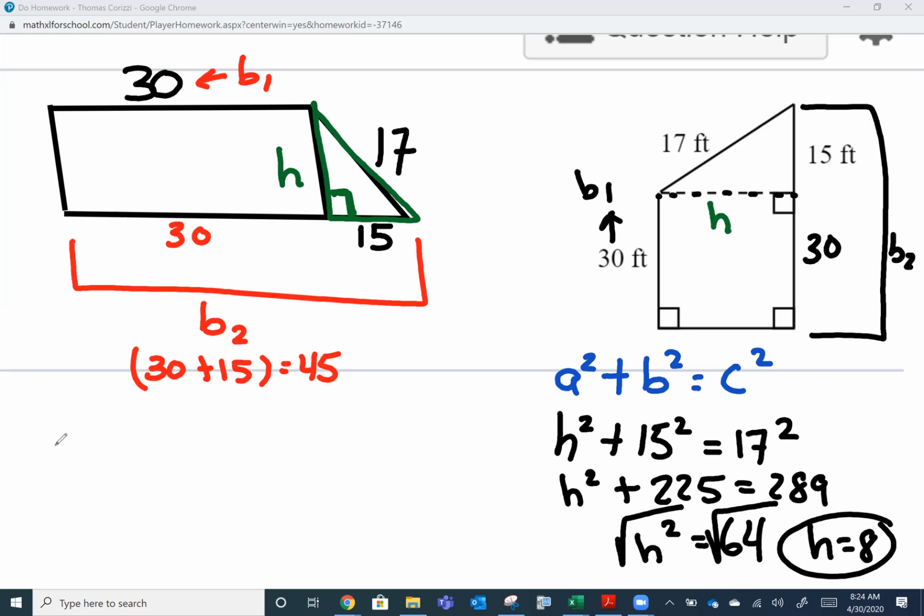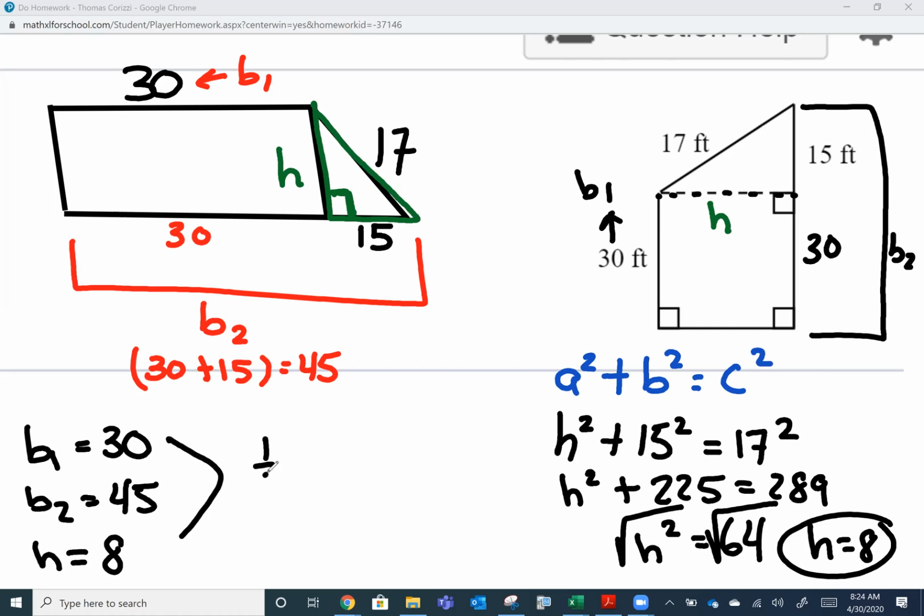So now you have all the pieces you need to solve for the area of a trapezoid. My base 1 is 30. My base 2 is 45. My height is 8. And then you'll plug all of this into the formula for the area of a trapezoid, and that's how you get your answer.